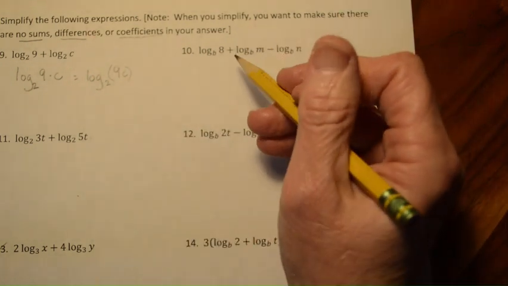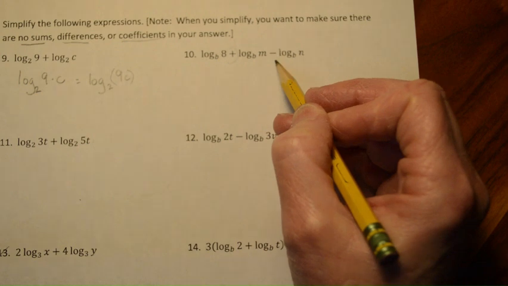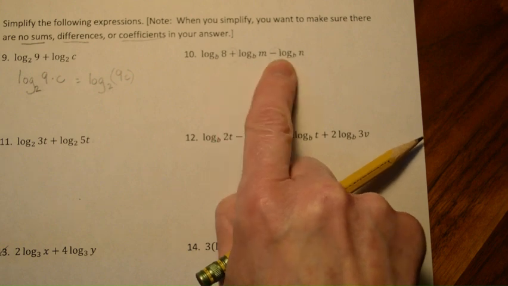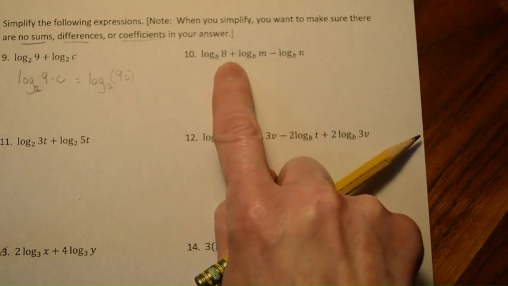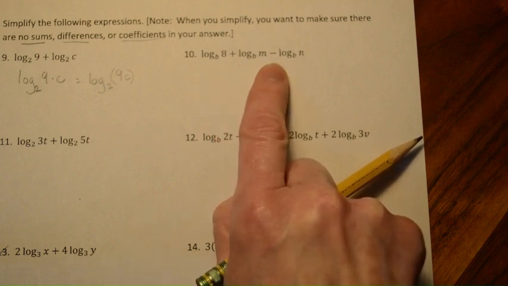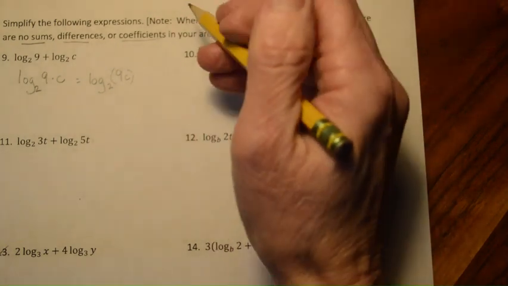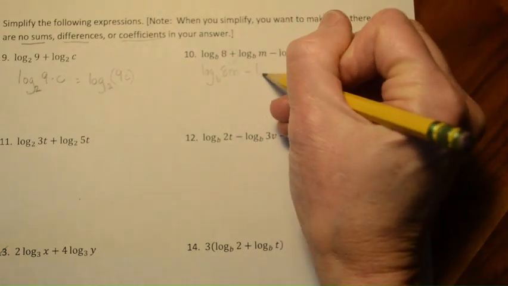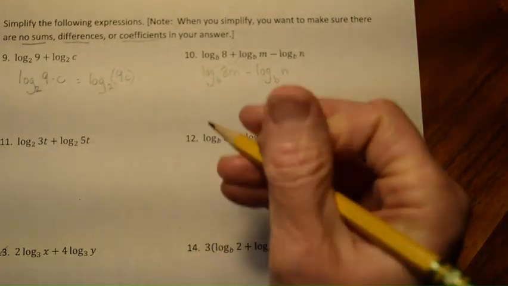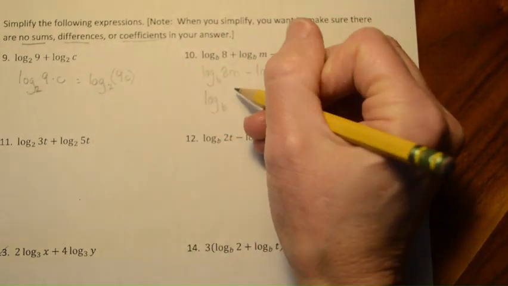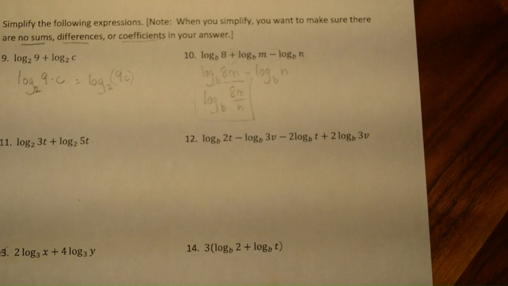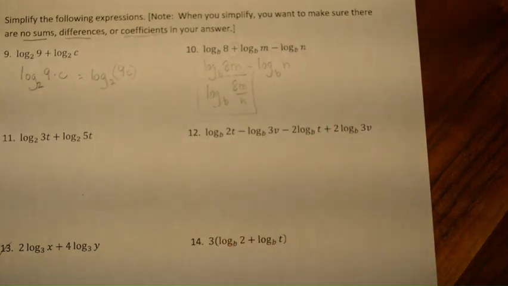All right, so I see addition, a sum, and I see a subtraction, but I see no coefficients. So we're just going to use the product rule and the quotient rule for these, because the sum comes from a product that was broken apart, so we're going to put it back together. A difference comes from a quotient that was broken apart, we're going to put it back together. So we'll do these two first. Log base b of 8m minus log base b of n becomes log base b of 8m over n. Final answer. There's no simplifying that we could do here.